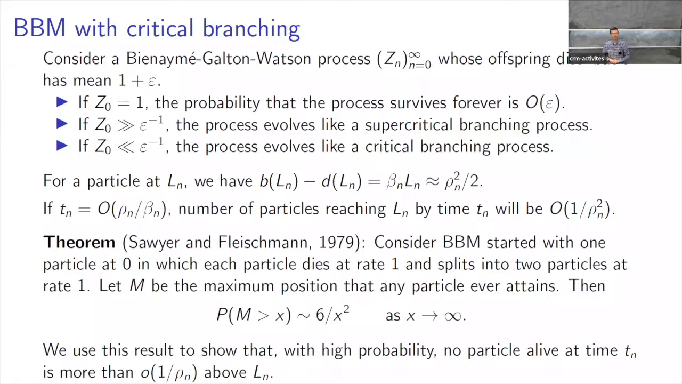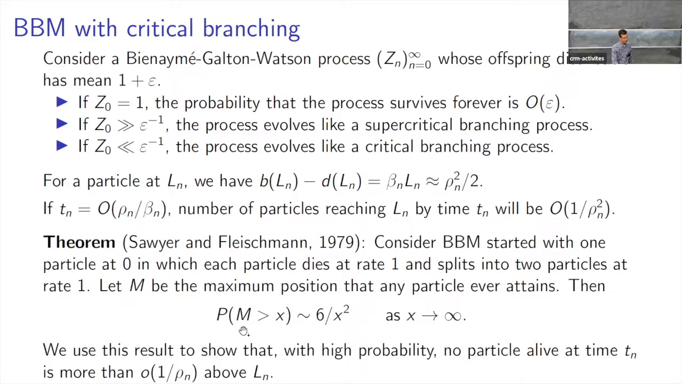So here is a theorem that pertains to branching Brownian motion when the branching is critical. And this goes back to Sawyer and Fleischmann in 1979. So let's consider branching Brownian motion started from one particle at the origin, in which each particle dies at rate 1, and each particle splits into 2 particles at rate 1. So the number of particles is just evolving like a critical branching process, and in particular, this process is guaranteed eventually to die out.